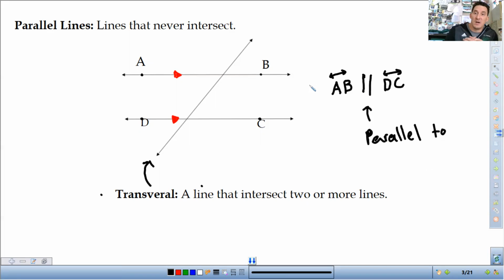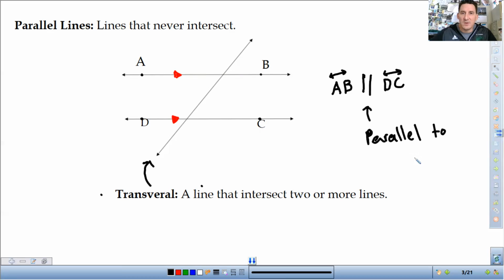The main part of the lesson today is talking about the interesting things that happen with the angles. There's a lot of congruent angles in here. Remember, congruent angles have the same measure. There's also a lot of supplementary angles. So remember, supplementary adds up to 180. Some of these relationships have a specific name. We're going to talk about those real quick.